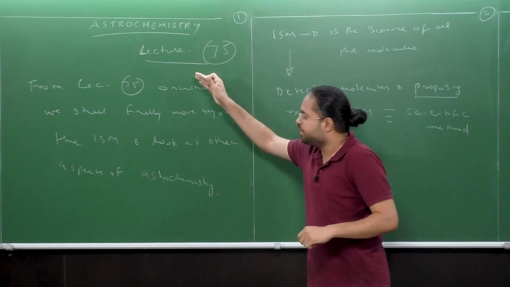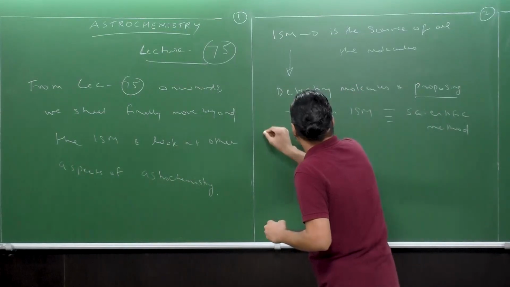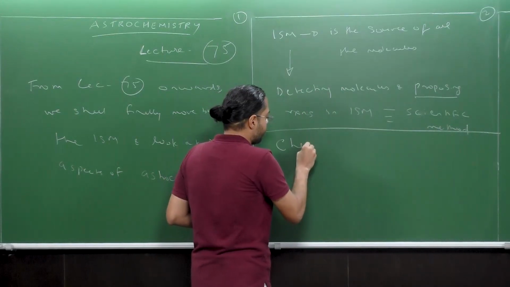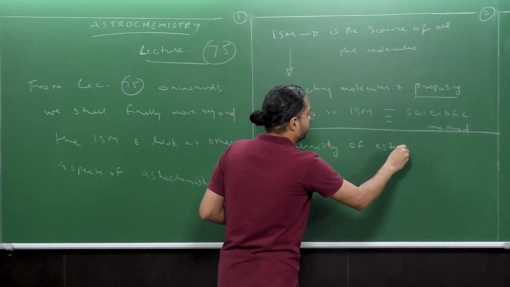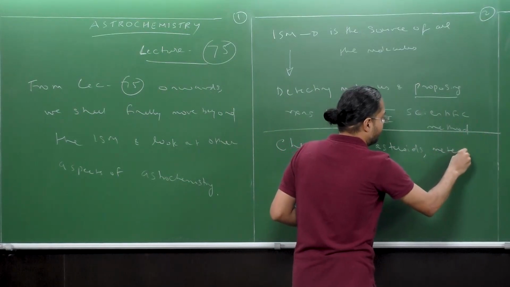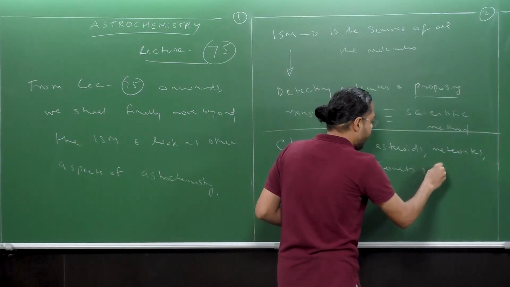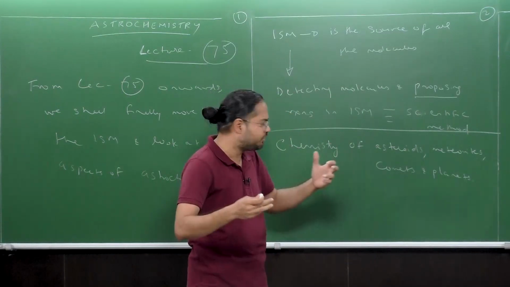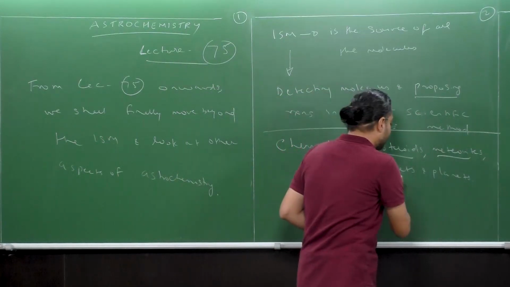But from here onwards, we'll be looking at some other cool aspects of astrochemistry. So to begin with, we shall be looking at the chemistry of asteroids, meteorites, comets, and planets. Of course, we can't exhaustively discuss all the aspects. We shall be looking at key aspects of the chemistry associated with all these celestial objects.